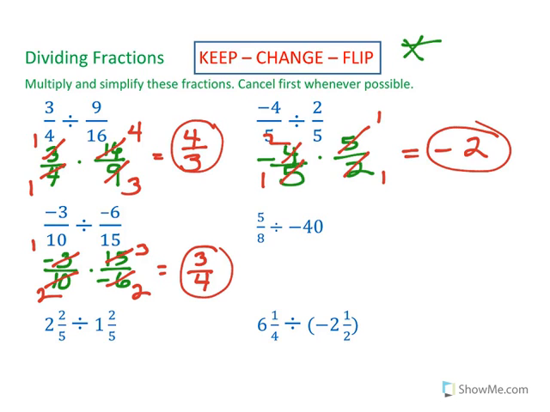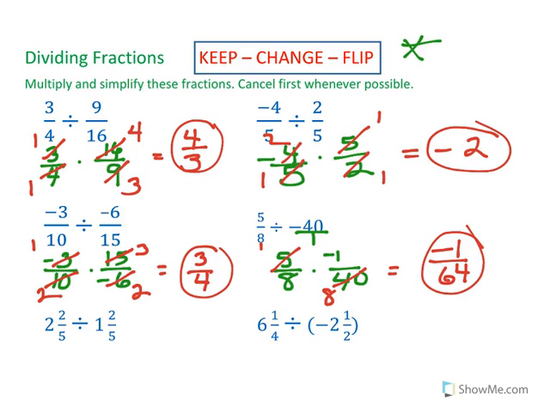Now, think of that 40 as over 1. We're going to keep the 5/8, change it to a multiplication, and that -40/1 becomes a 1/40. And again, the negative symbol doesn't matter where it goes right now, but in the end it should either go in the numerator or in the middle. So let's do some canceling here. 5 goes into 40 8 times, and we're going to end up with -1/64.